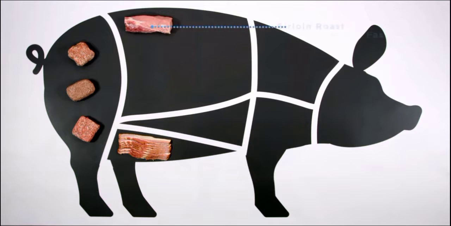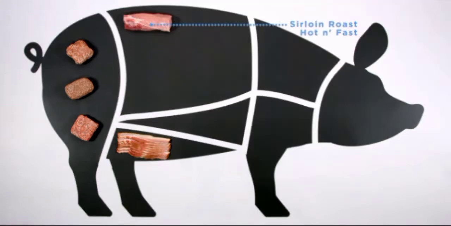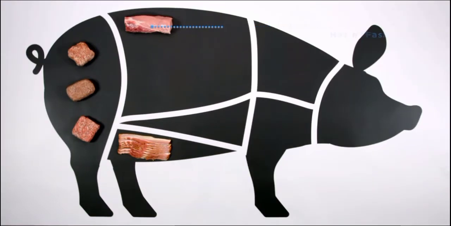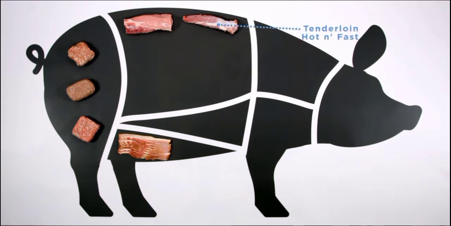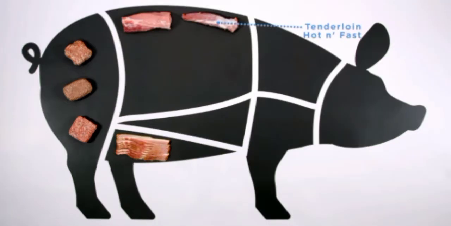Moving to the loin, first we have the pork sirloin roast. This comes from the tail end of the loin. There's plenty of flavor, lots of texture. It's a great choice for roasting and braising. Next, we have the pork tenderloin. Mild flavor, ultra tender, loves a good marinade or rub.